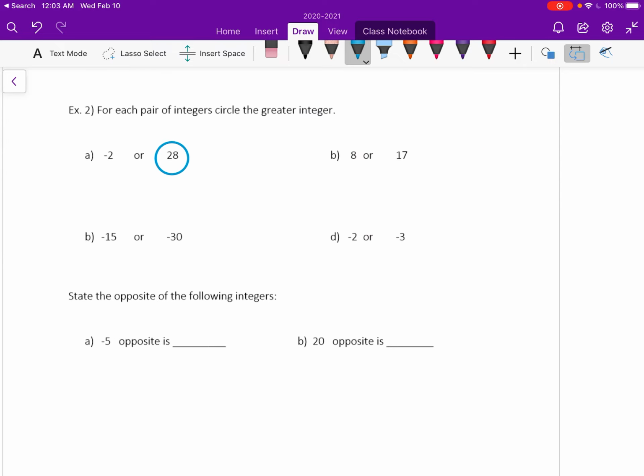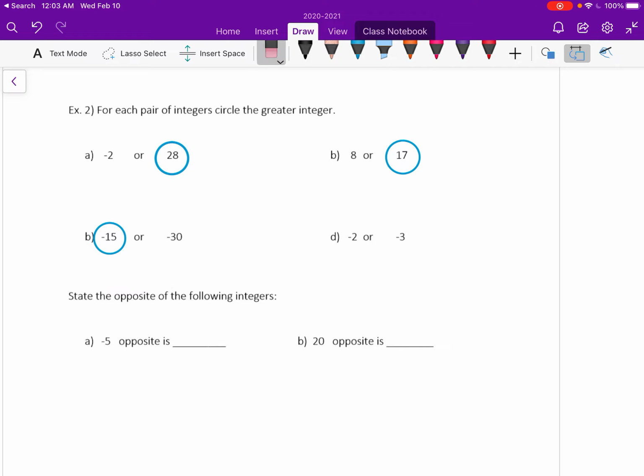Here, you can go in and try to do this on your own. Just come back and check your answers. So here we know it's 17. Here we know it's -15. Because in this situation, even though 15 is less than 30, if I'm going to draw out this number line, -15 will be here and -30 will be over here, which means it's less than.